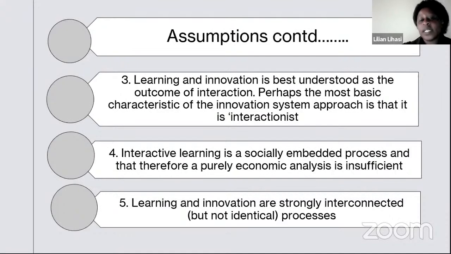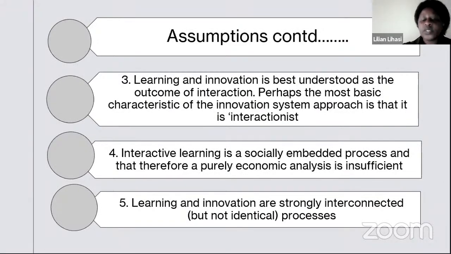Perhaps the most basic characteristic of the innovation systems approach is that it's interactionist. Generally, you find that innovation comes through interaction. And as firms interact, as humans interact, innovation appears. Through interaction and learning, innovation comes.